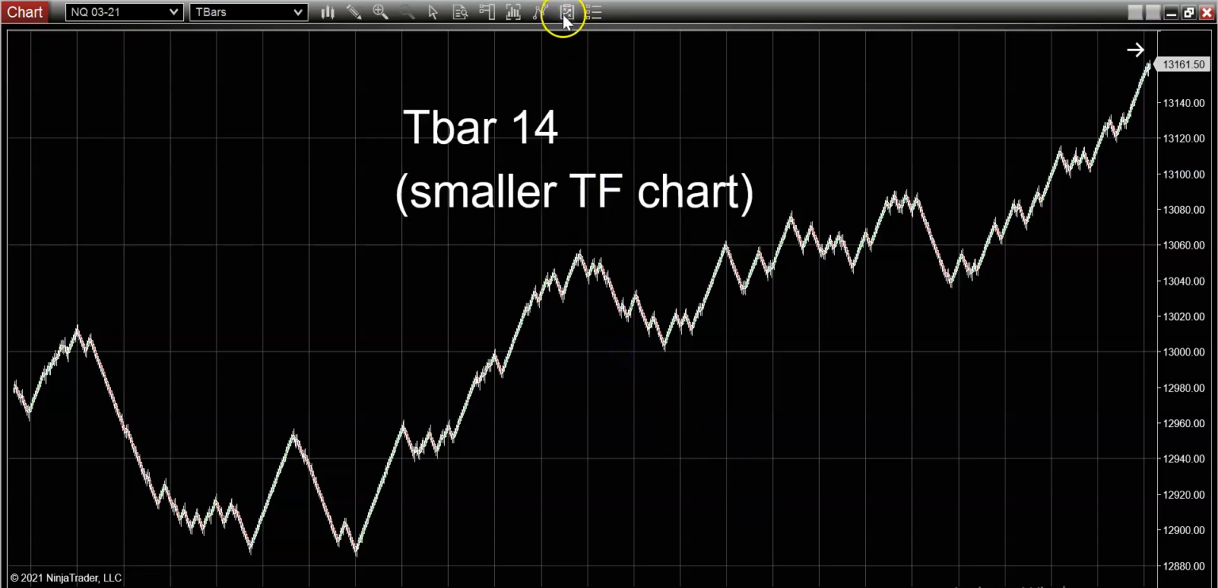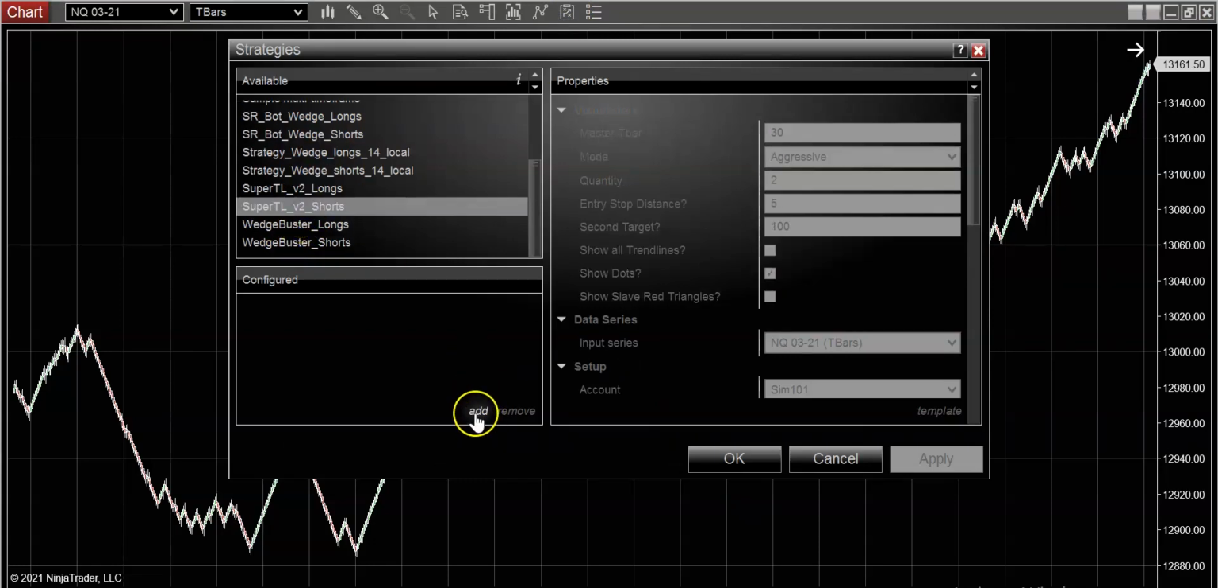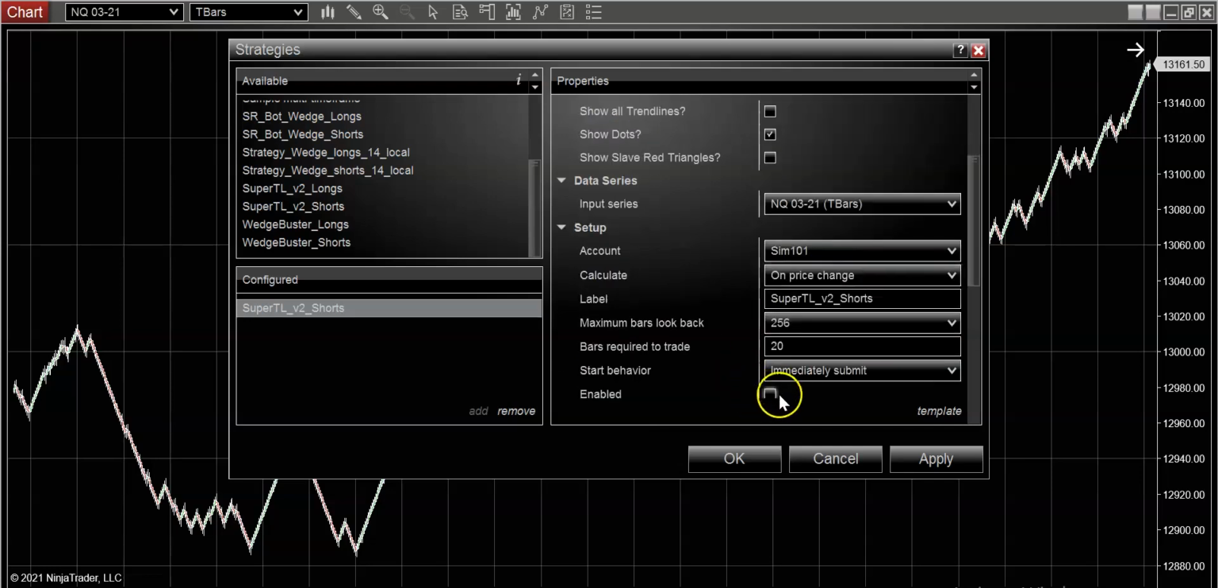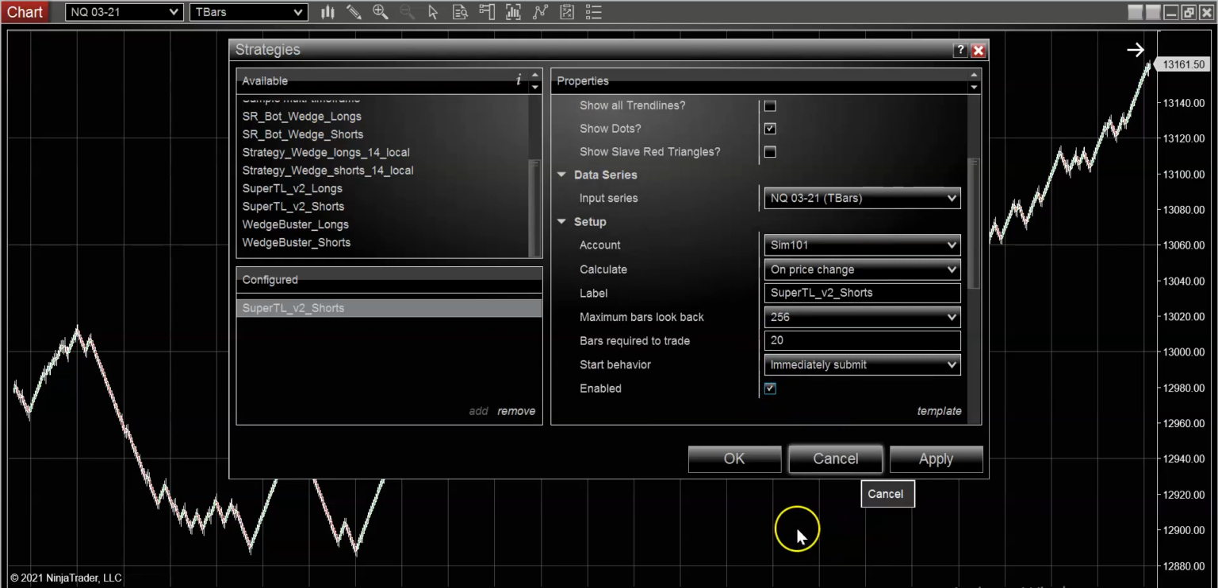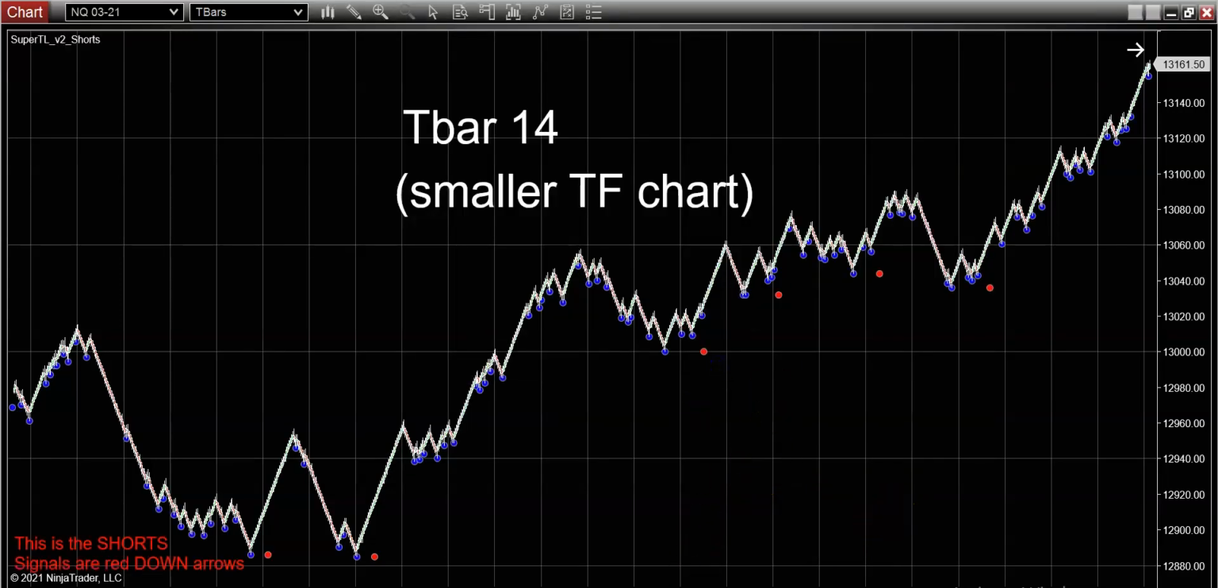Now watch, I'm going to go to my strategies. I'm going to pop on the shorts, add it to the chart, select my master higher time frame. This is on the cheat sheet, guys. If you didn't get the cheat sheet, make sure you call me or email me or text me. I'll send you out the cheat sheet. This contains all of my suggestions so that you don't have to figure it out on your own. Now all I do here is I press enabled. All right, I'm gonna hit OK. Give it a few seconds here.